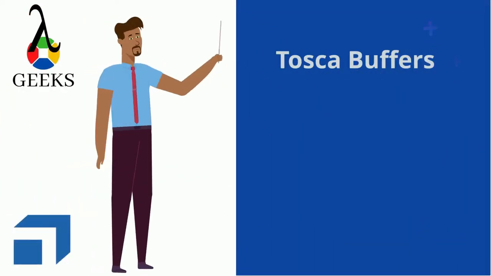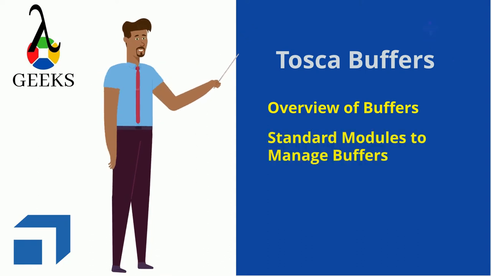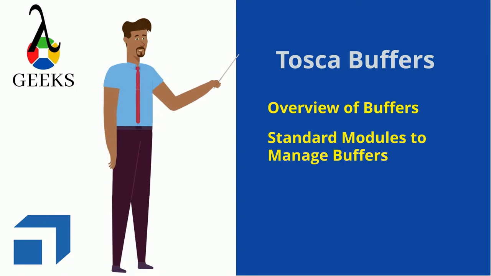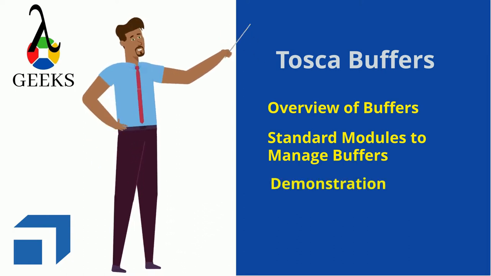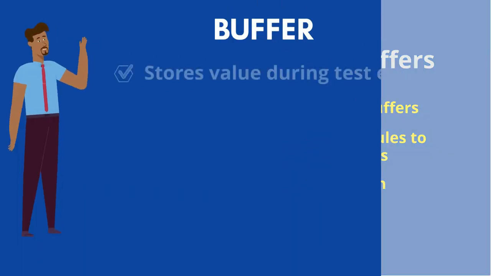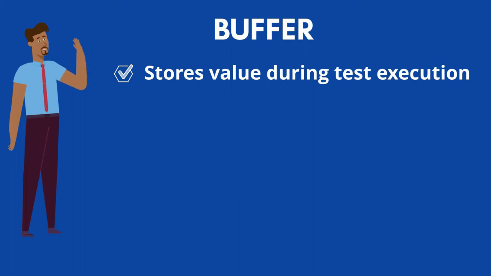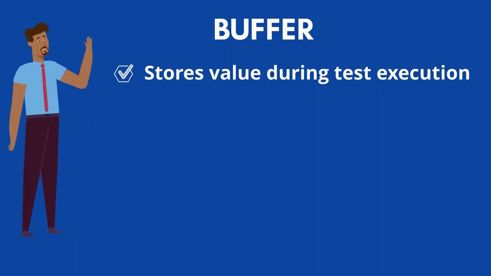Through this video, I will explain the overview of Tosca buffers and standard modules which are used to manage buffers. The explanation of usage of Tosca buffers will be done through demonstration. A buffer acts like a variable to store values during execution. The stored values are also available after completion of execution.